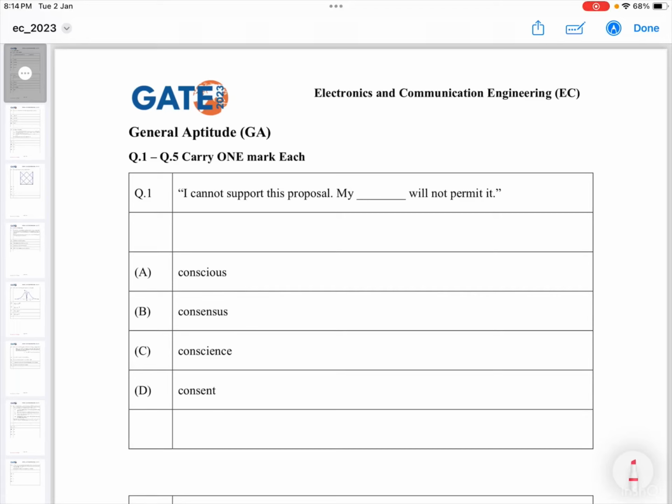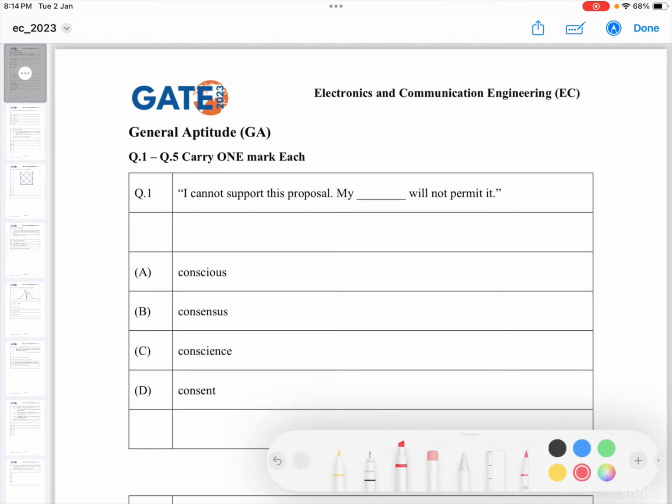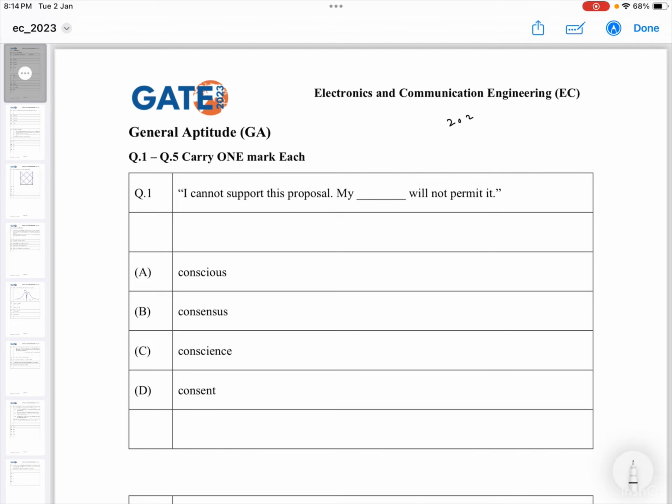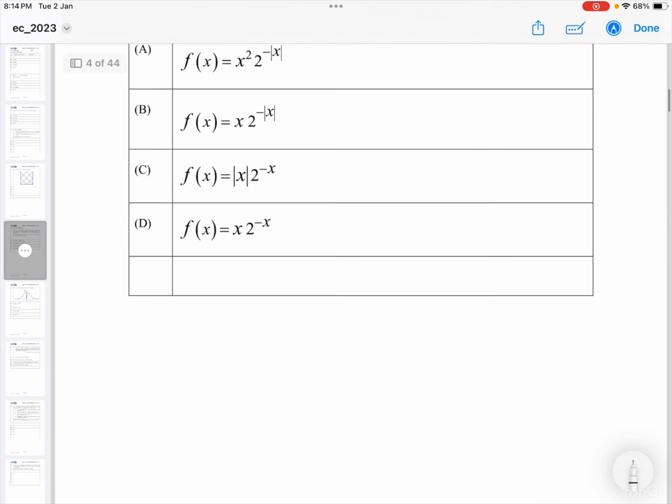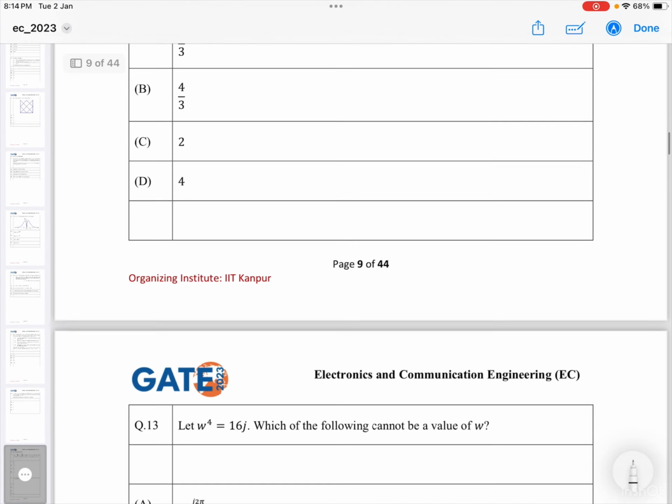Okay, so let's look at the probability question from the EC paper, Electronics and Communication, from the 2023 year, right? And for other PYQs, for the other years, you will find the link in the description, so you can go through that.